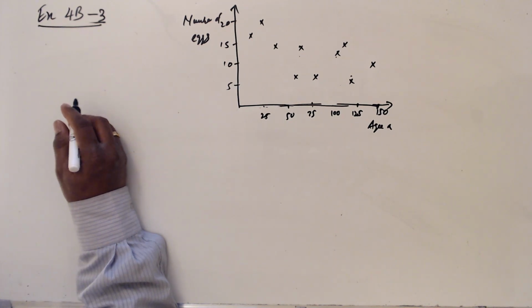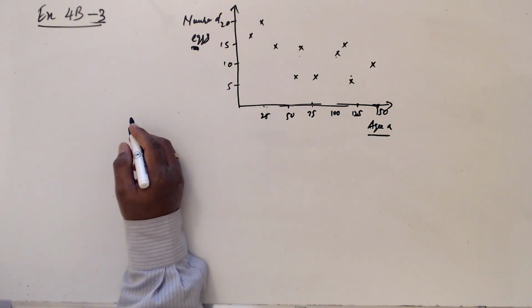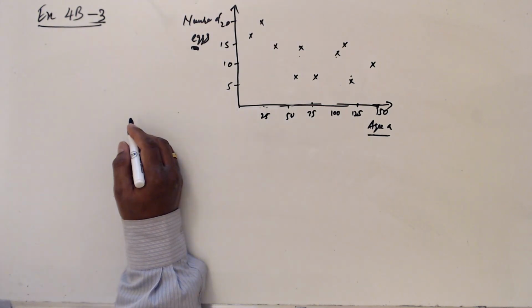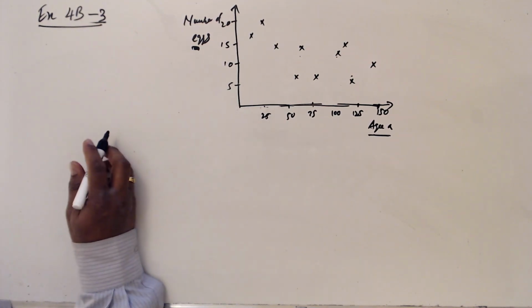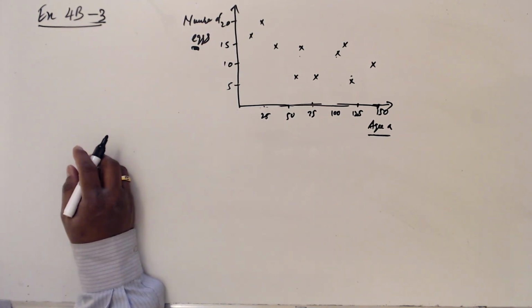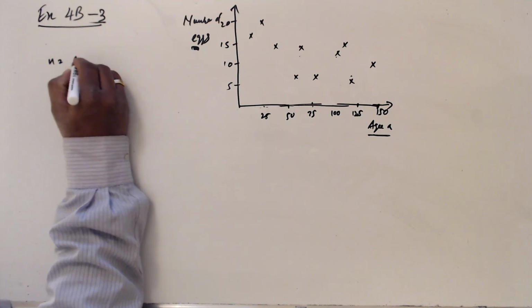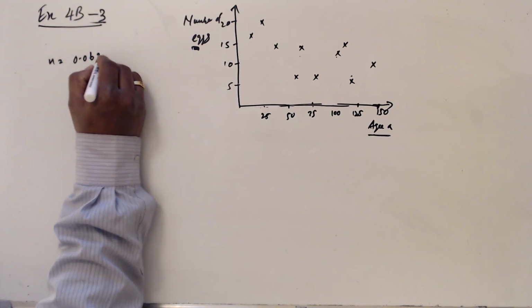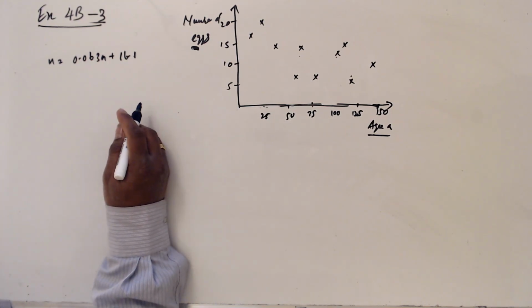Question number 3. The table shows the ages of some chickens and the number of eggs. So the age and the number of eggs, and there are some data. We want to draw a scatter diagram, so I just do a sketch. Now part B. Robin calculated the regression line as n equals 0.063a plus 16.1. Without further calculation, why is Robin's regression equation incorrect?